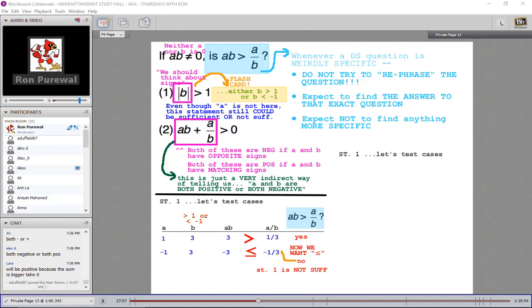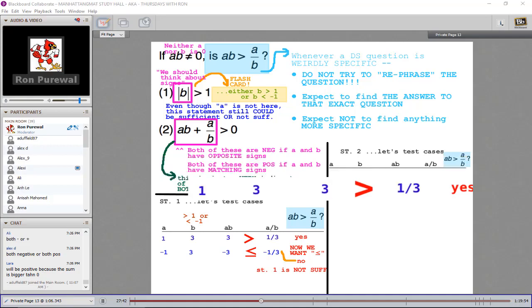For statement 2, same kind of thing. And then we're asking the same question about them too. So is AB greater than A over B? All right, let's do it. Remember, this time we can keep this case from statement 1 because A and B are both positive. The first case that we tested, we can keep that.